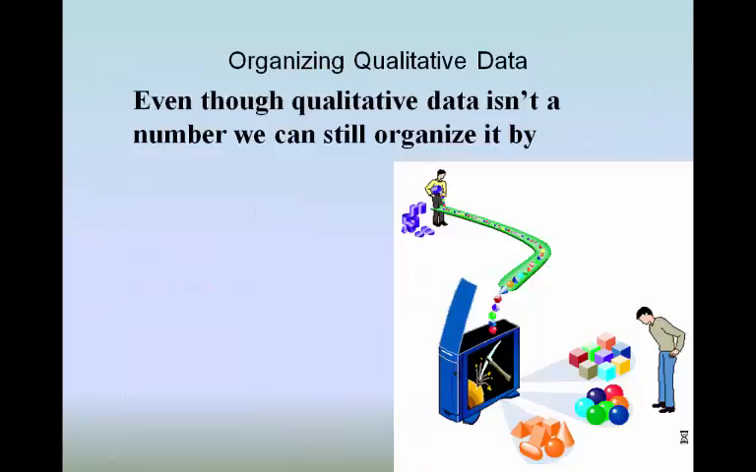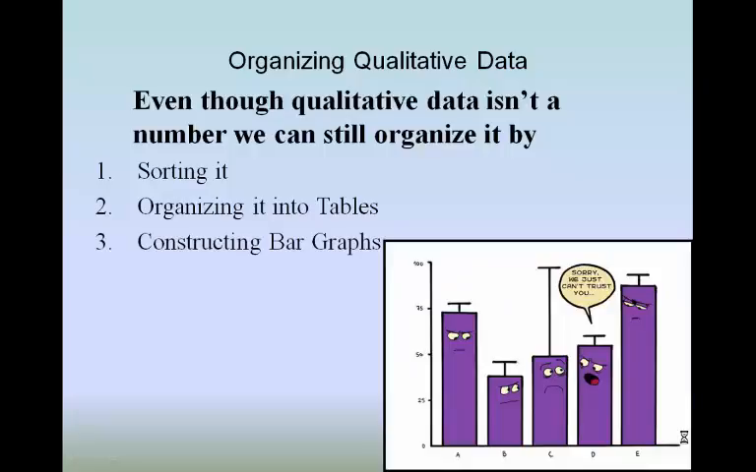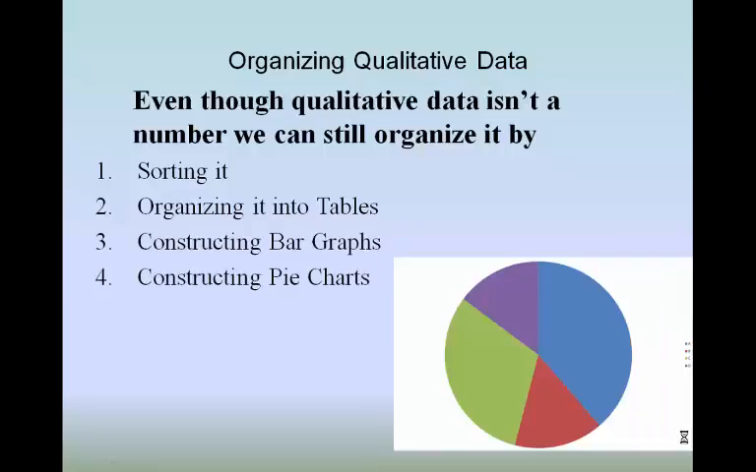Now let's talk about organizing qualitative data. Even though qualitative data isn't a number, we can still organize it by sorting. We can organize it into tables. We can construct bar graphs. We can construct pie charts.